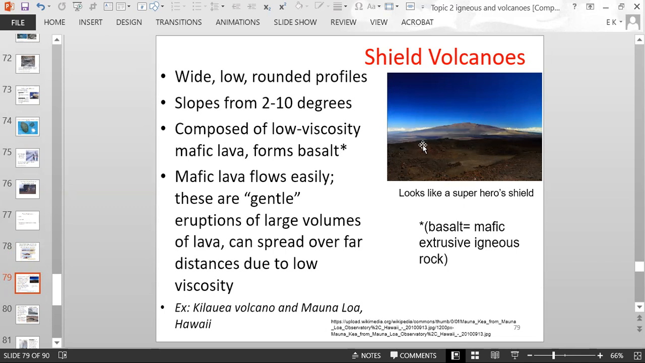Now, these are gentle eruptions with a lot of lava, but you don't really have a lot of pyroclastic materials exploding out of these types of volcanoes. An example of a shield volcano would be in Hawaii. Okay, you have the Mauna Loa volcano, for example. Okay, so Hawaii is made up of shield volcanoes.